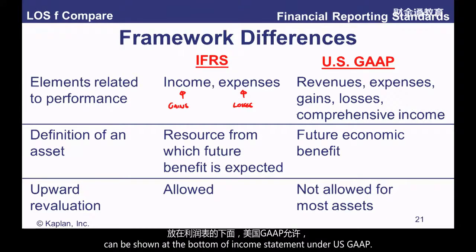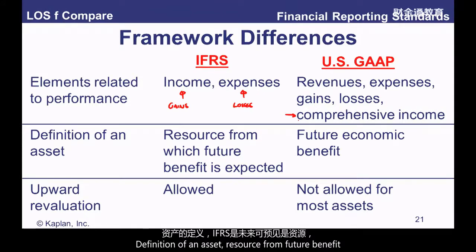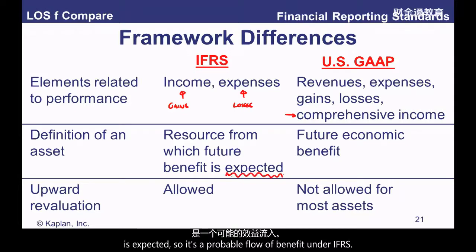Comprehensive income can be shown in the bottom of the income statement under US GAAP, can be tagged onto the bottom of your income statement. It's shown as a separate statement under IFRS. Definition of an asset, well look, a resource from which future benefit is expected, so it's a probable flow of benefit under IFRS. US GAAP doesn't make that mention of probable, it's just a future economic benefit. All right, so one saying probable, one not saying it.